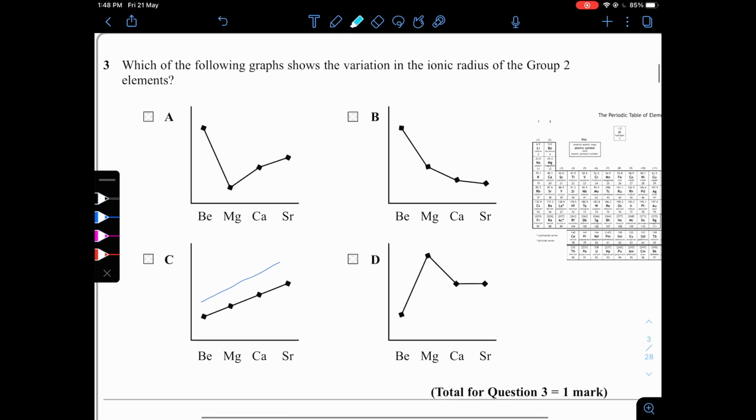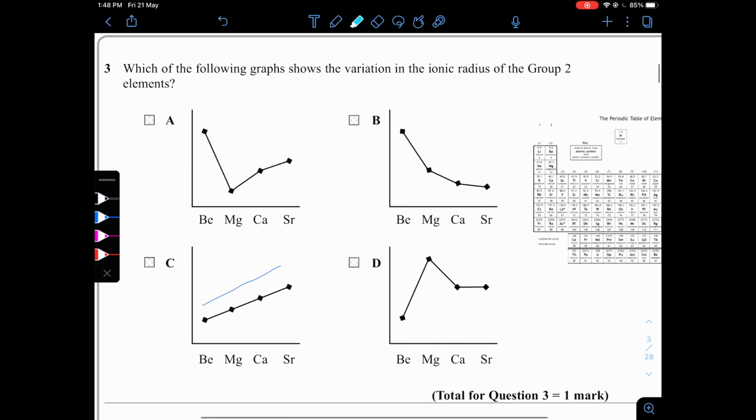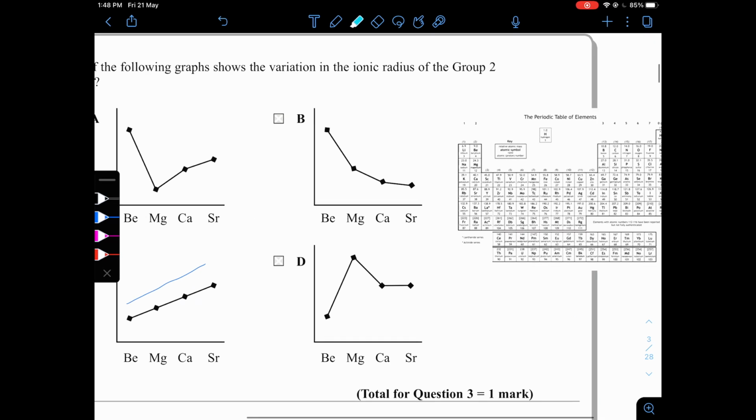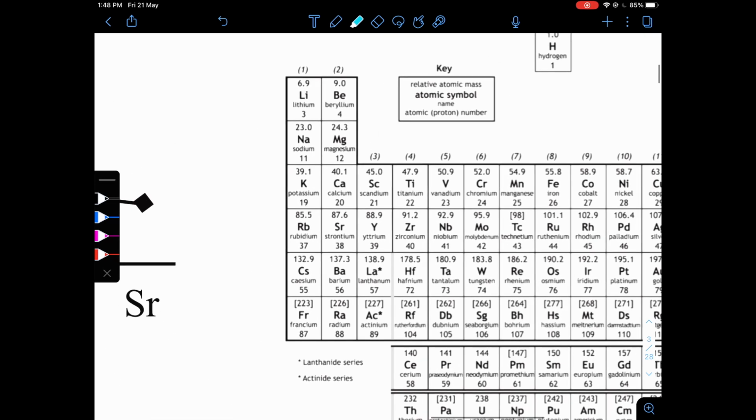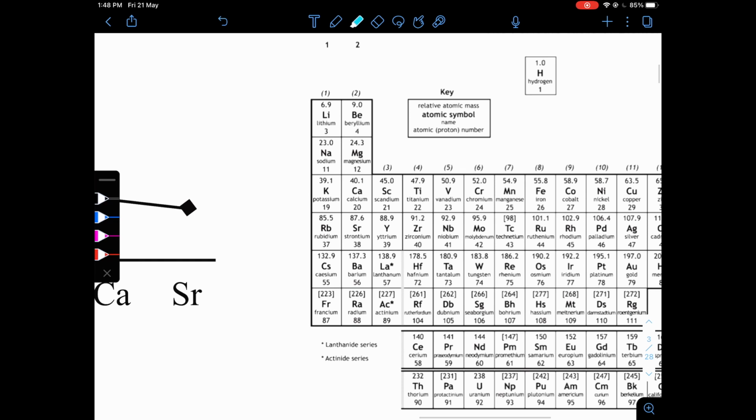Question number 3. Which of the following graphs shows the variation in the ionic radius of the group 2 elements? I have this periodic table here, and this is group 2, and we have beryllium, magnesium, calcium, and strontium. What happens as you go down the group? The ionic radius is actually increasing.